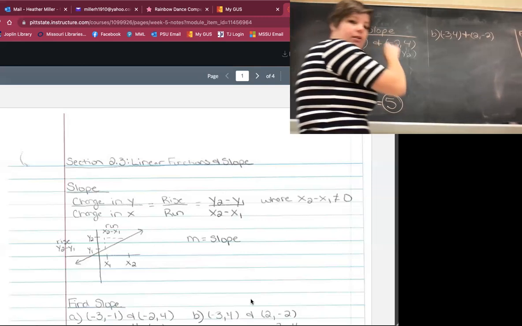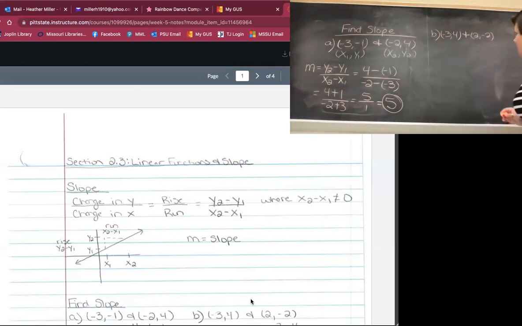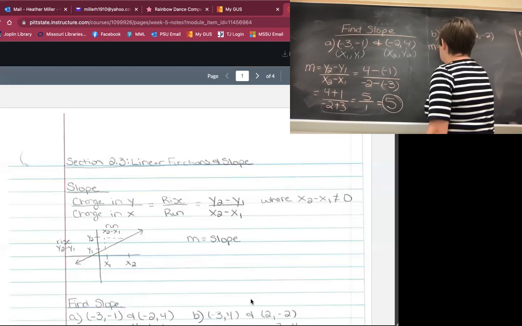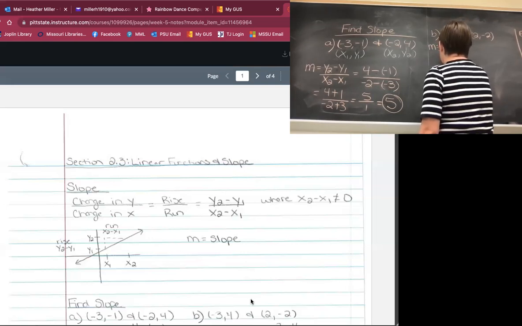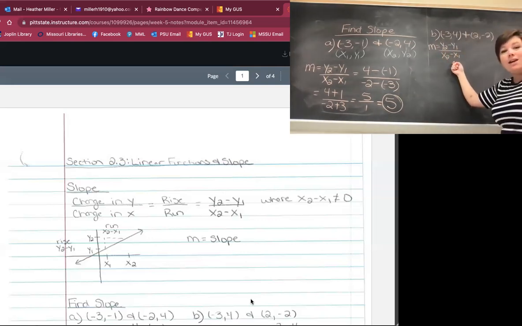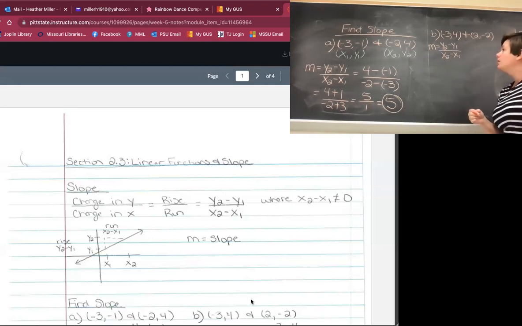Okay, what about this other example? B, we have the points -3, 4, and the point 2, -2. We're doing the exact same process. So slope is y2 minus y1 over x2 minus x1. Notice that I'm using a formula and I'm rewriting it every time.